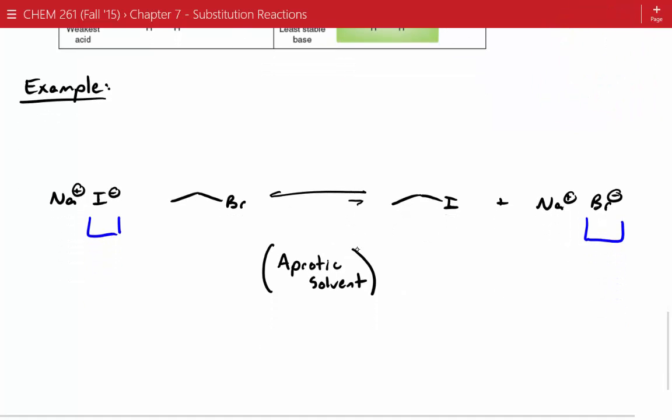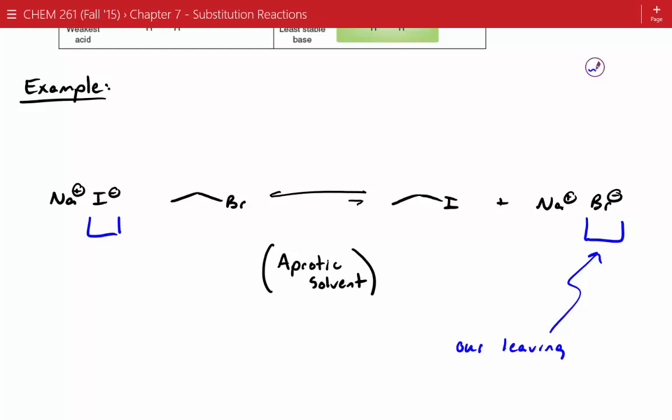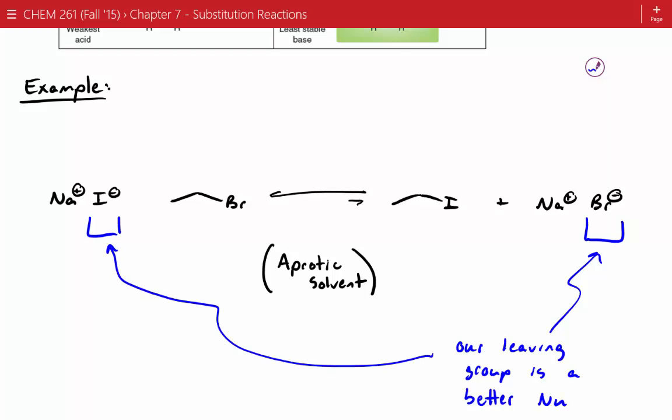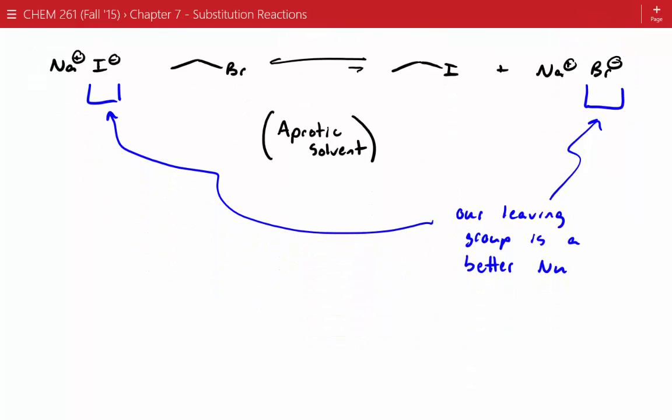So if we look at this, the equilibrium is really not going to be super favorable for the product side. The problem is our leaving group is a better nucleophile. So if you are looking at trying to make a compound and you want to do a substitution reaction, you always have to keep track of your leaving group and pay attention to the nucleophile strength and compare that to your leaving group. You don't want your leaving group to be a better nucleophile. All right. Let's take a look back at solvents, though, because we said Tuesday that solvents matter a lot.